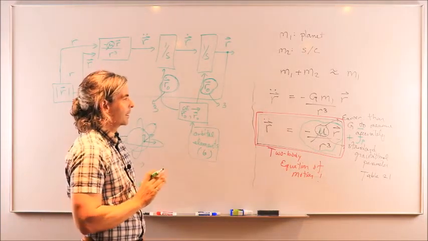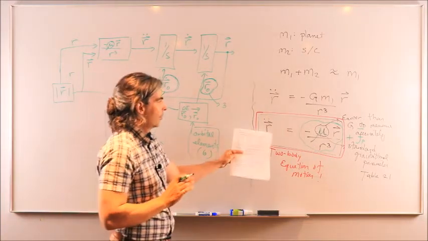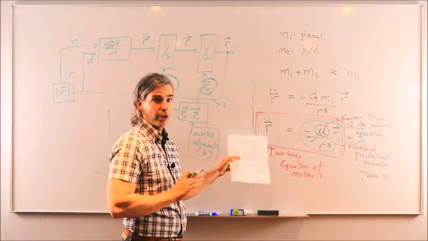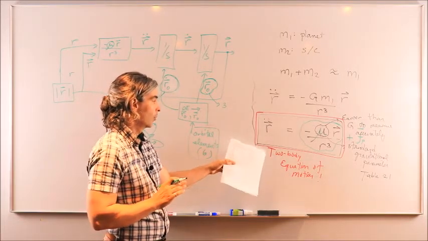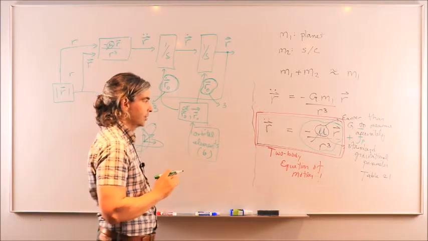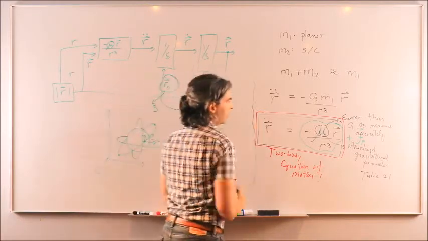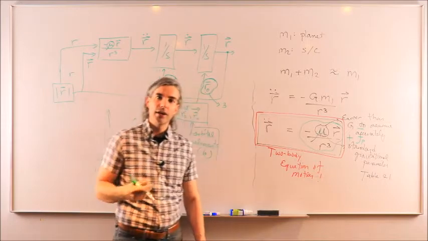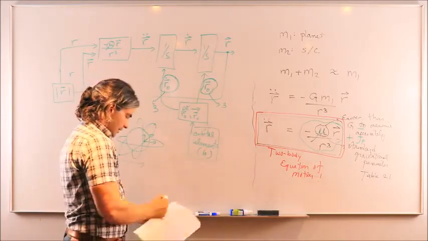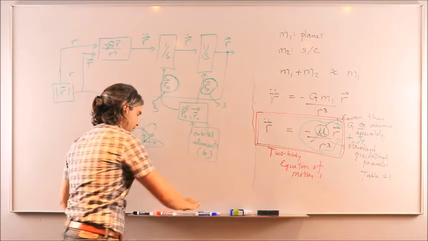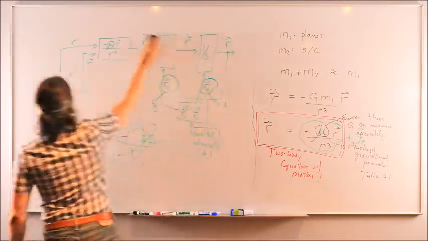Okay? But for now, just remember, I want you to remember that equation on top of your head. This is, again, the most important, or one of the most important equations of this course. So r double dot is minus mu times r vector over distance cubed. Okay? All right. So let's keep moving forward.